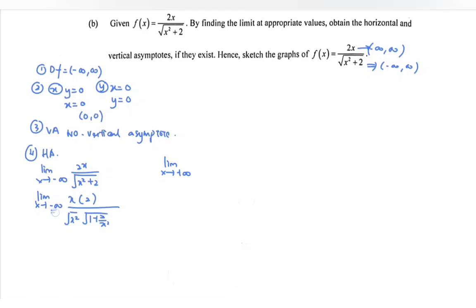Based on the situation of negative infinity, we can say that the square root of x squared will be negative x. So the limit as x approaches negative infinity, we have x, so 2 over negative x, multiplied with the square root of 1 plus 2 over x squared. We can simplify, and if we substitute, we will have negative 2 over 1. So the limit as x approaches negative infinity, for the function f(x), the value of y will be approaching negative 2.